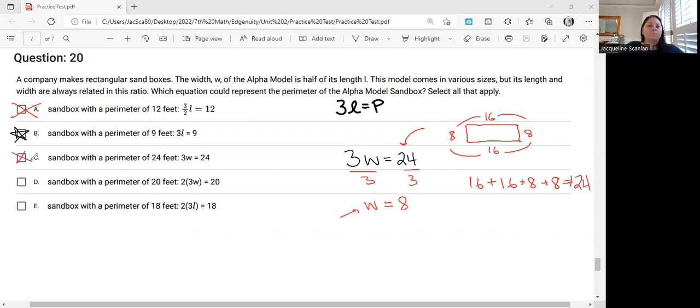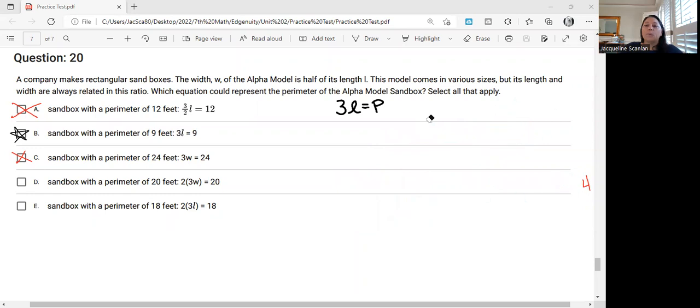So C is wrong. Pay attention to those letters. Okay, they do mean different things. L means length, W means width. Let's go on to letter D. Letter D says you have a sandbox with a perimeter of 20 feet. And it gives you the equation 2 times 3W equals 20.